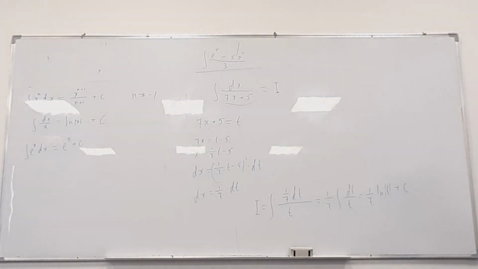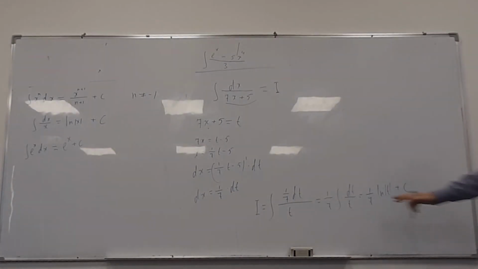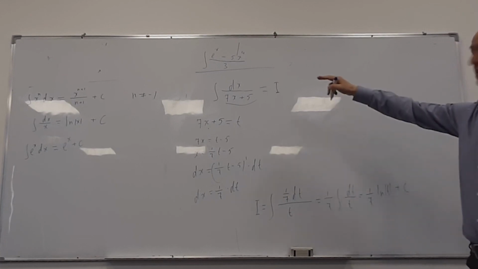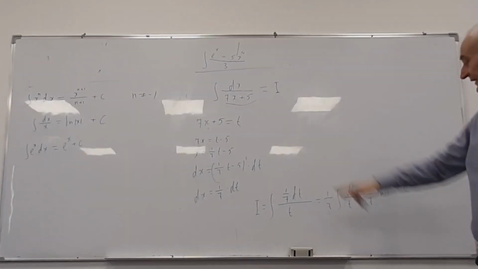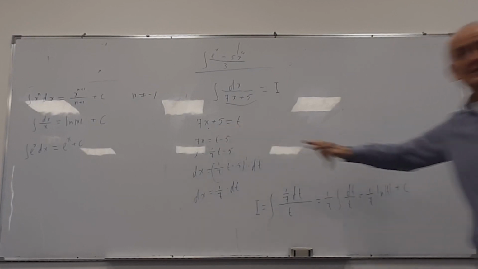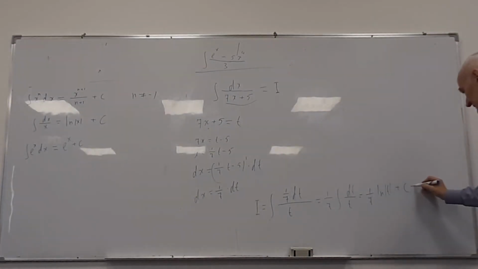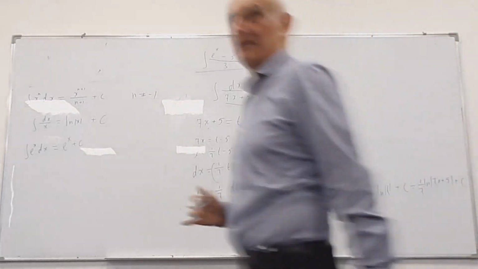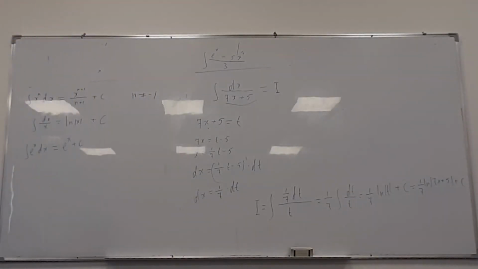And now we should return back to our original variable. And instead of t, we should put 7x plus 5. 1 over 7 ln of 7x plus 5 plus c. This is the final answer.